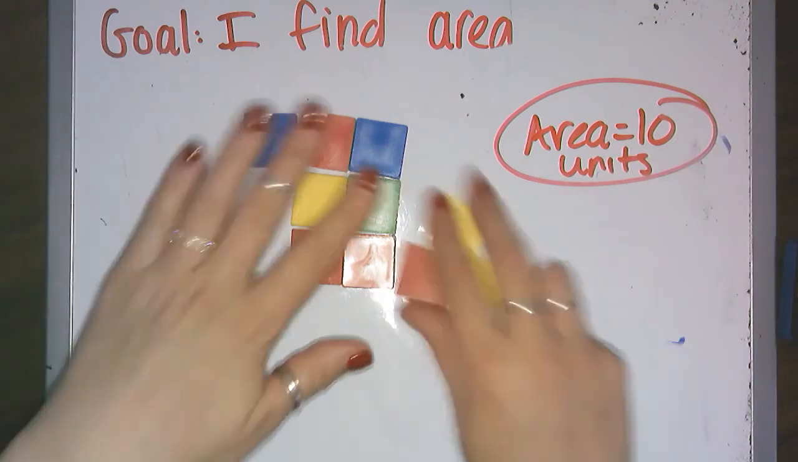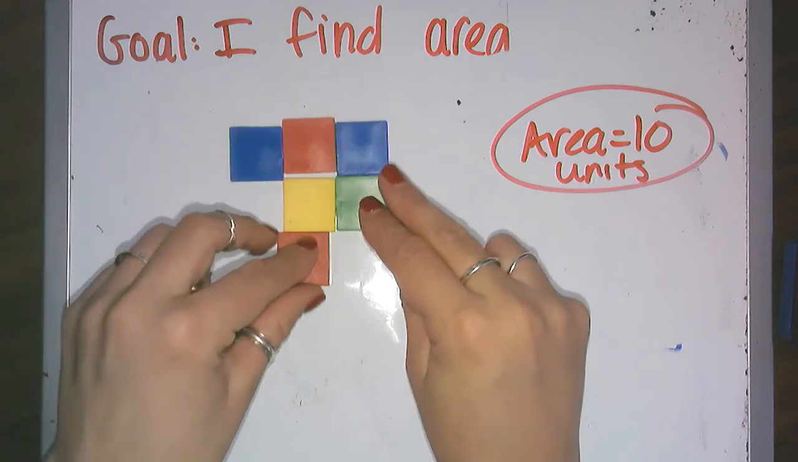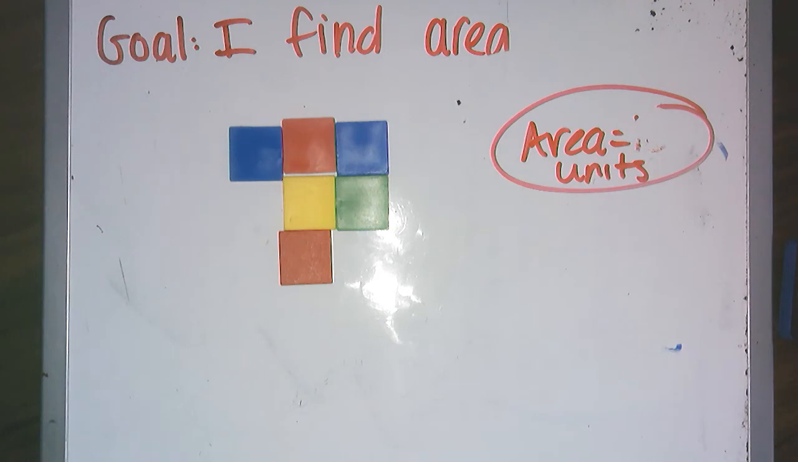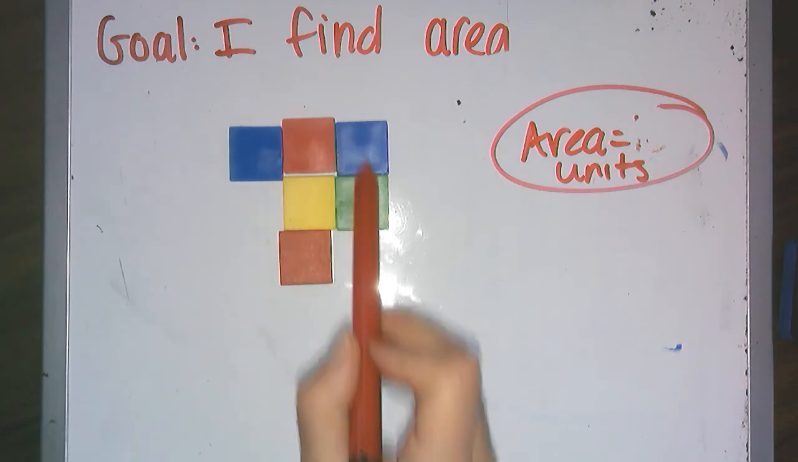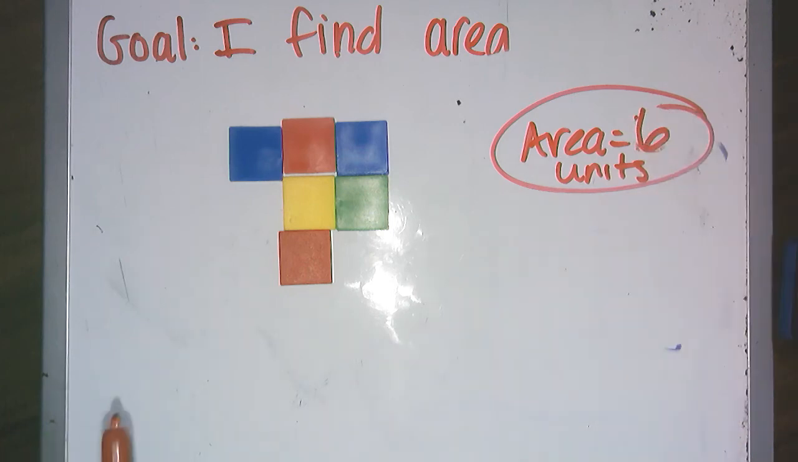I could create another one. It could look like this. Now my area has changed. I need to count my squares again. 1, 2, 3, 4, 5, 6. So now I have an area of 6 units. So as you do your work today, tomorrow, and in the future, you will need to think about the number of square units that fit inside of something.